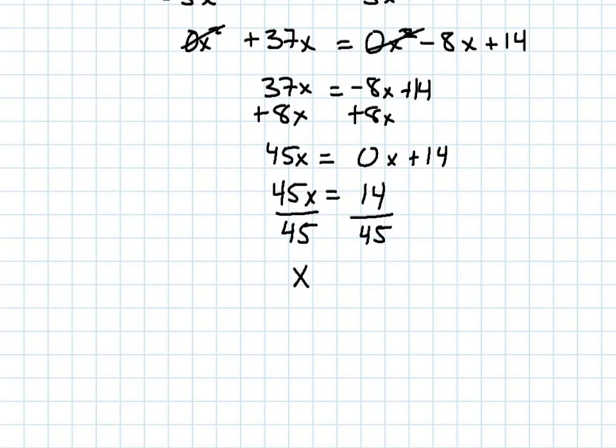leaves me with x equals, now 14 only has factors of 2 and 7. 45 has factors of 3, 3, and 5. So there are no like values that you can divide both by, so then my answer is 14/45. And that would be my final value.